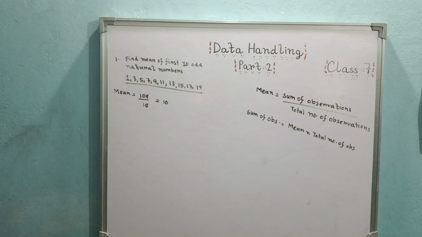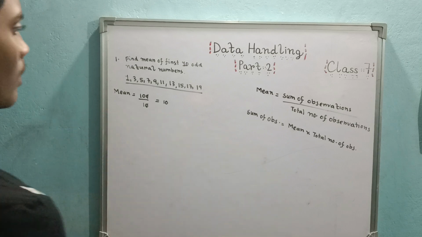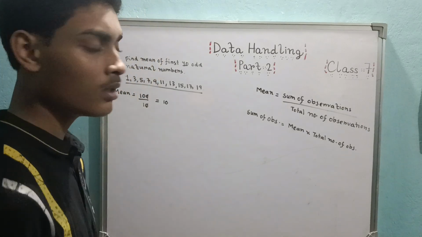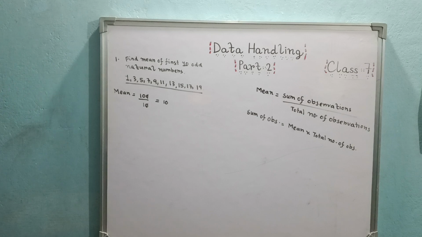So how easy is that? You are given the statement, you take the first 10 odd natural numbers. Mean is the sum of them divided by the number of observations. 10 numbers are there obviously. That's it. You got the answer. Easy. Let's move on.